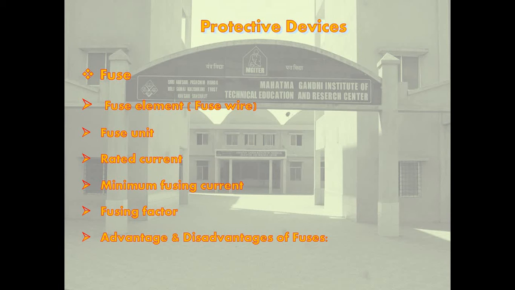Second, fuse element or fuse wire. Generally, the fuse element or fuse wire has to satisfy the following conditions. First, it has to carry the rated current safely, and second, it has to break the circuit when the current exceeds the rated value. The fuse element is generally made of materials having a low melting point, low ohmic loss, high conductivity, least deterioration due to oxidation, and low cost.